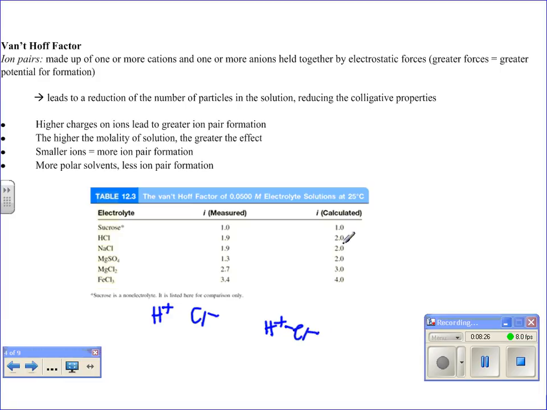Now you'll notice for different ones, there's a different impact. For NaCl and HCl, which both consist of a positive and negative ion, their measured i values are 1.9. Meanwhile, for MgSO4, even though we predict it to have the same i value, it has a significantly lower measured i value. The reason for that is related to the charges. Because magnesium and sulfate have a greater charge, a 2 positive and a 2 negative, they're going to form significantly more ion pairs in the solution.